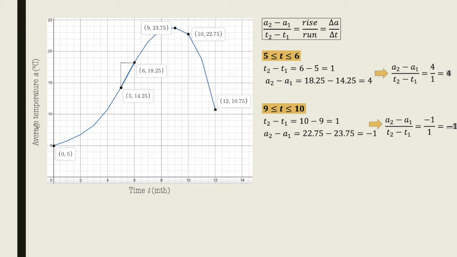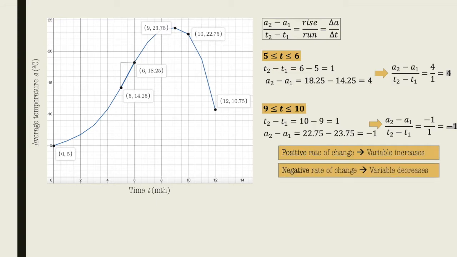When the average rate of change is positive, it means that, on average, the variable is increasing in value within that interval. However, if it is negative, it is the opposite. On average, it is decreasing in that interval.